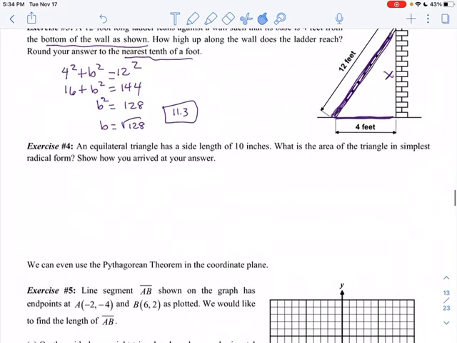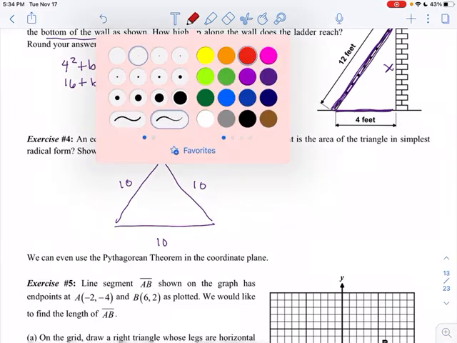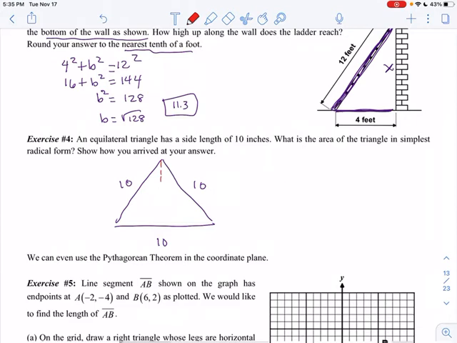All right. Question 13, I have an equilateral triangle. So that means all sides are equal to each other. So all these sides are 10. And the question is, what is the area of the triangle in simplest radical form? In order to find the area of a triangle, I need to know what the height is, because my formula for area of a triangle is half base times height. Now I have the base. The base is 10. The problem is I don't have the height. I'm missing the height. So I need to figure out what that height is.